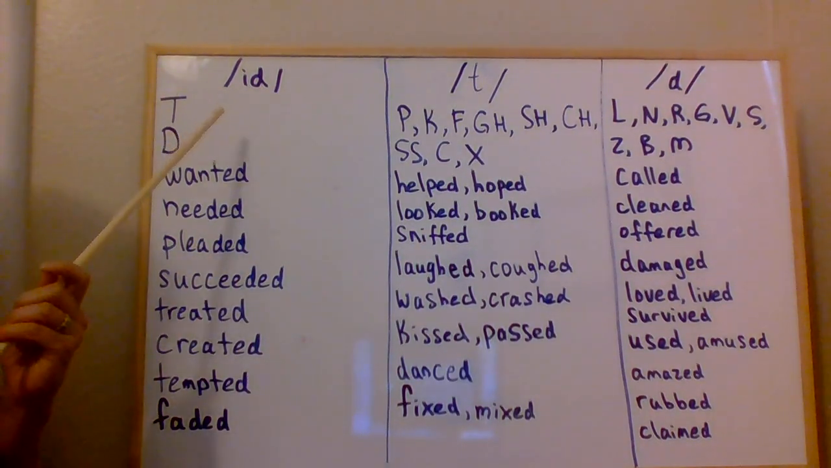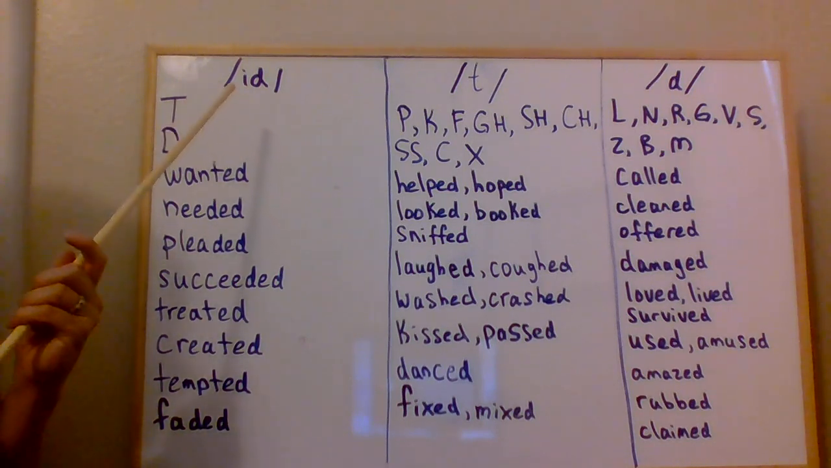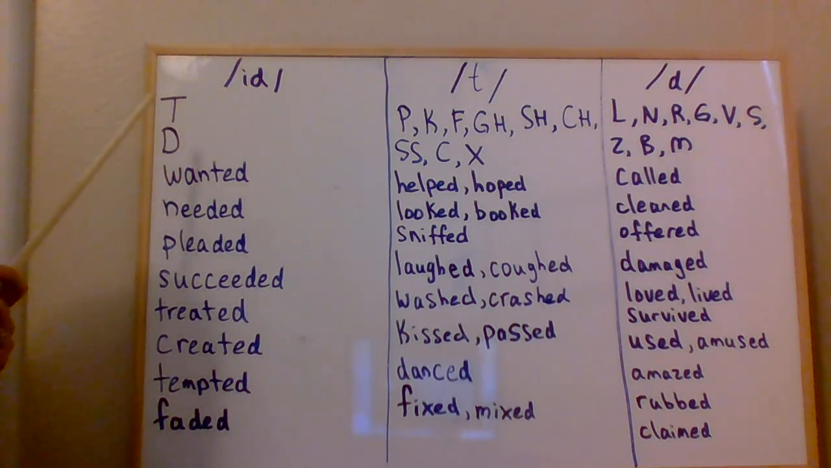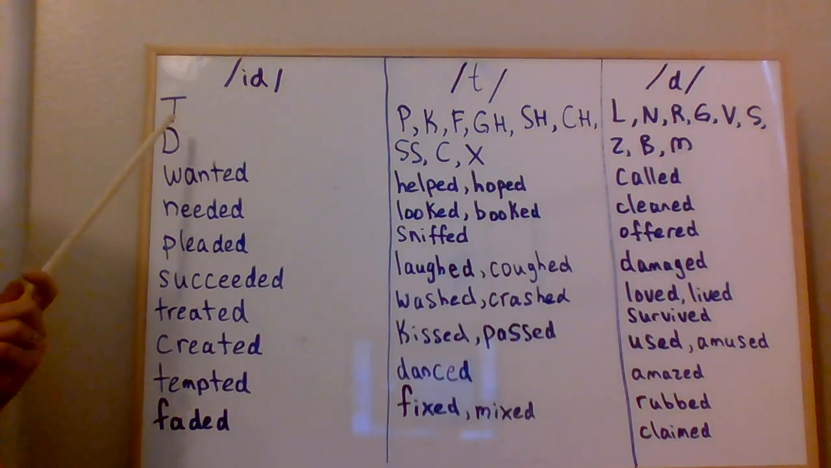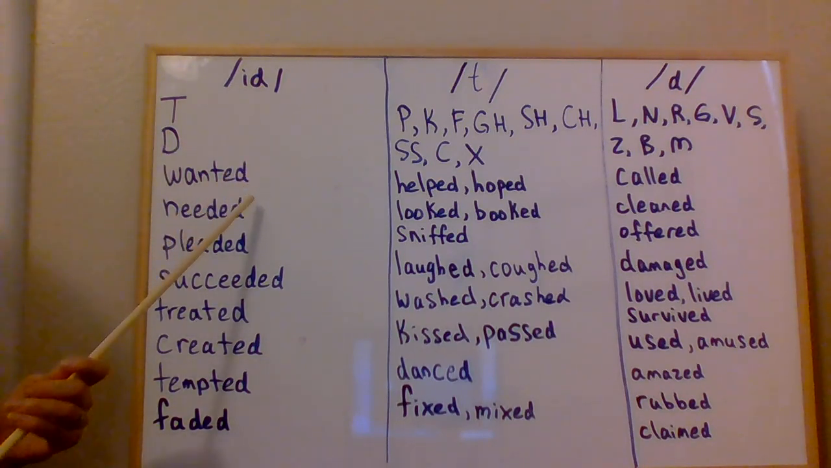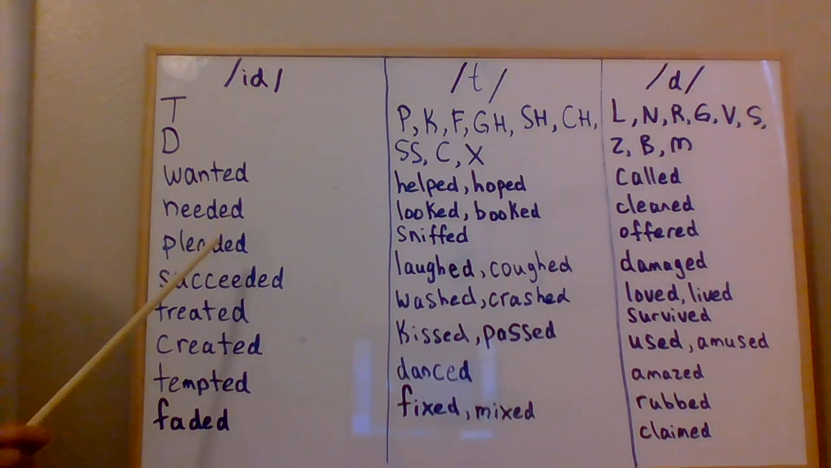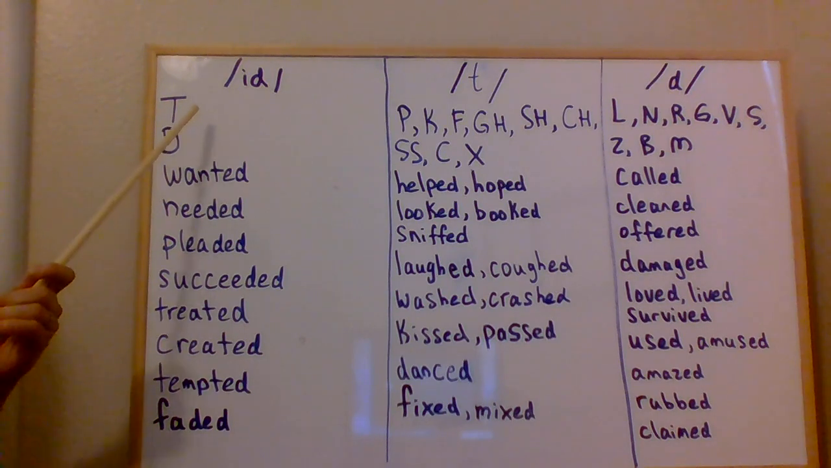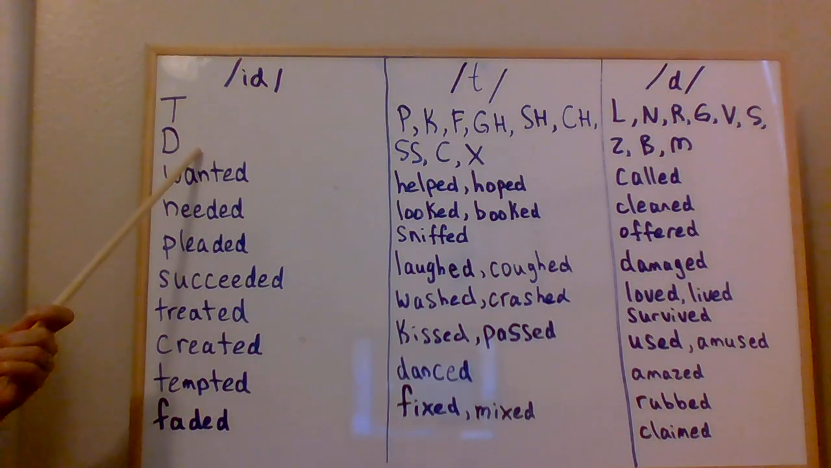Let's start with the one where we add an extra syllable. We add an id sound. Now, we do that when the verb ends in a T or ends in a D. I will give you these examples and please feel free to repeat after me. Wanted, needed, pleaded, succeeded, treated, created, tempted, faded. Okay, so again, just remember that's when the verb ends in T or D.